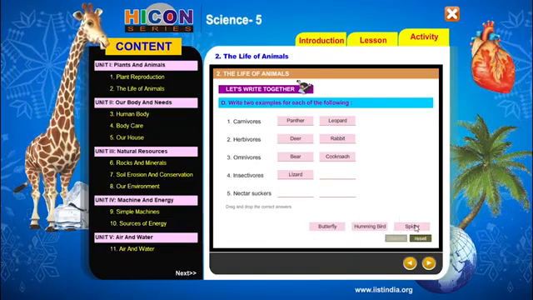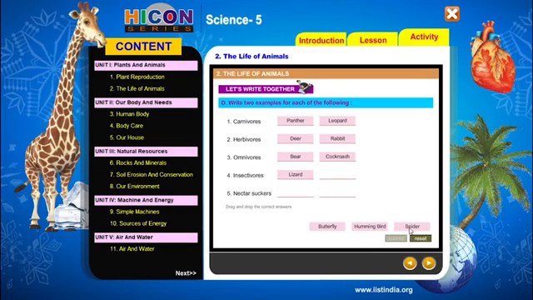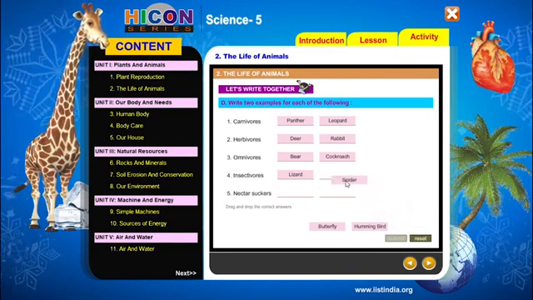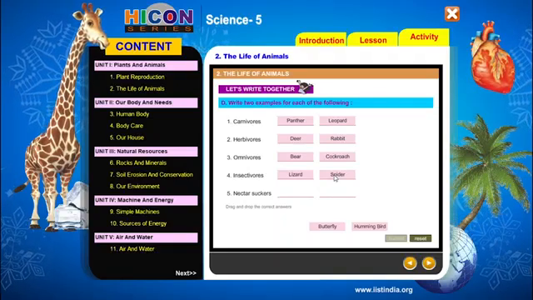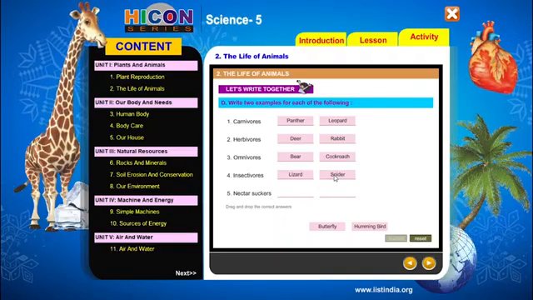Spider. So spider is also an example for insectivores. So write the word spider as an example for insectivores. So these two are examples for insectivores, lizard and spider.